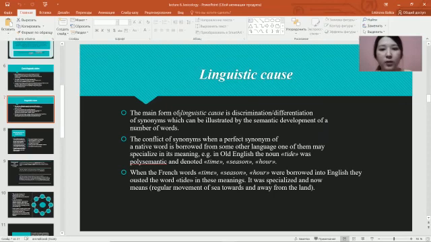And let's talk about linguistic cause. The main form of linguistic cause is discrimination, differentiation of synonyms, which can be illustrated by the semantic development of a number of words. The conflict of synonyms: when a perfect synonym of a native word is borrowed from some other language, one of them may specialize in its meaning. For example, in Old English, the noun tide was polysemantic, and denoted time, season, hour. When the French words time, season, hour were borrowed into English, they ousted the word tide in this meaning. It was specialized and now means regular movement of sea towards and away from the land.